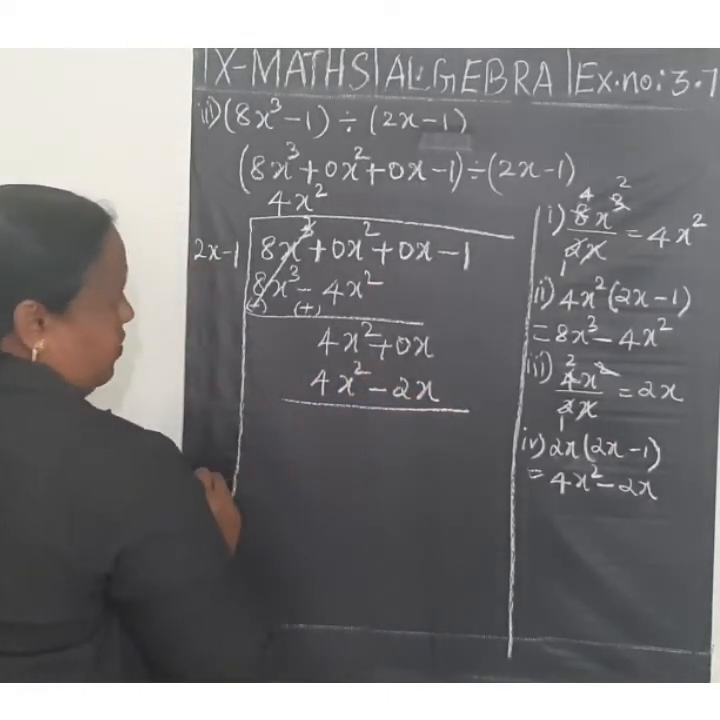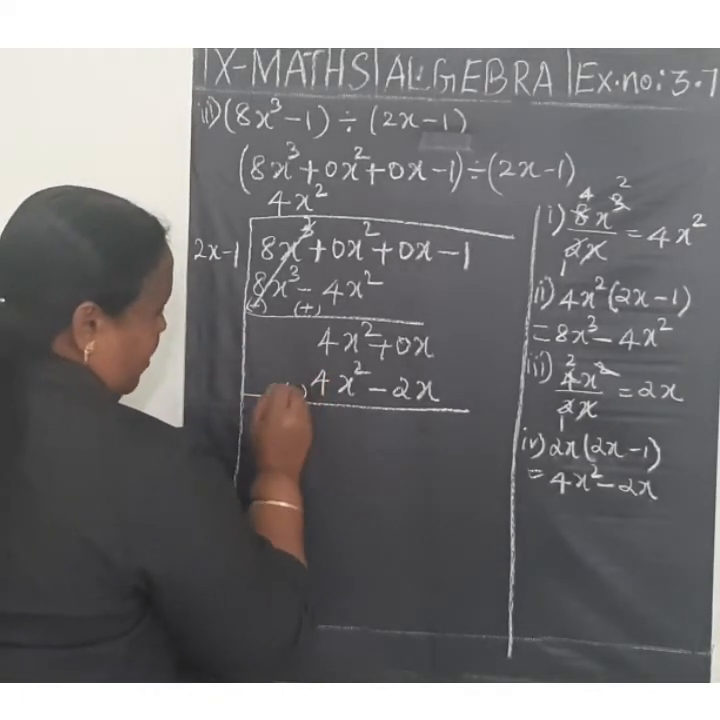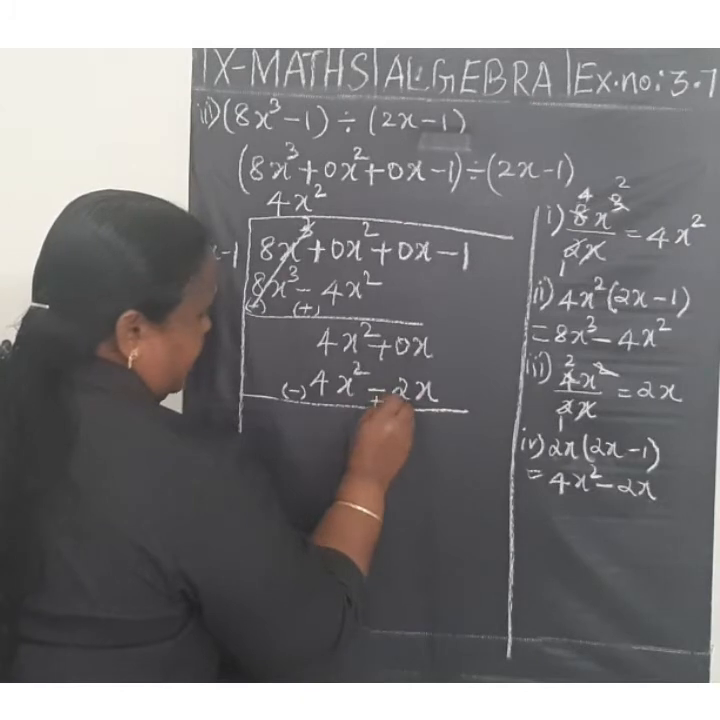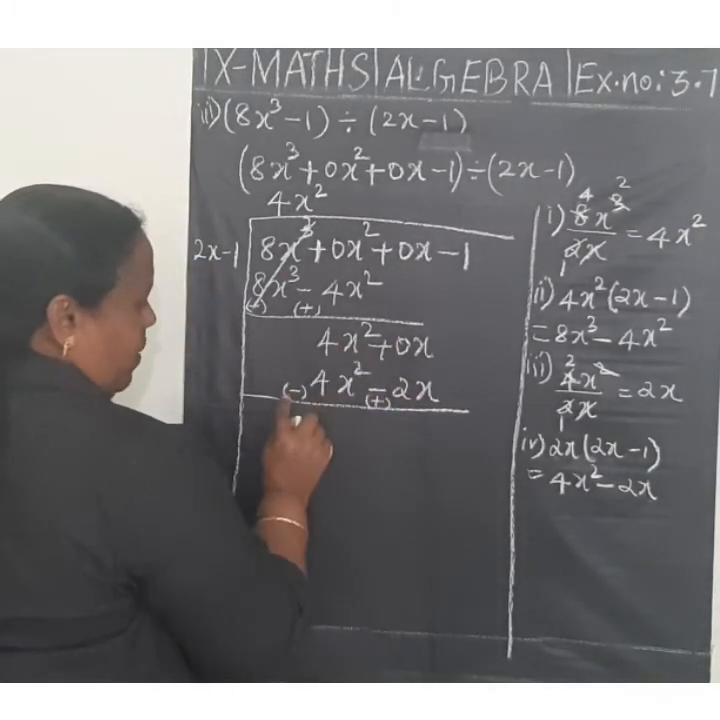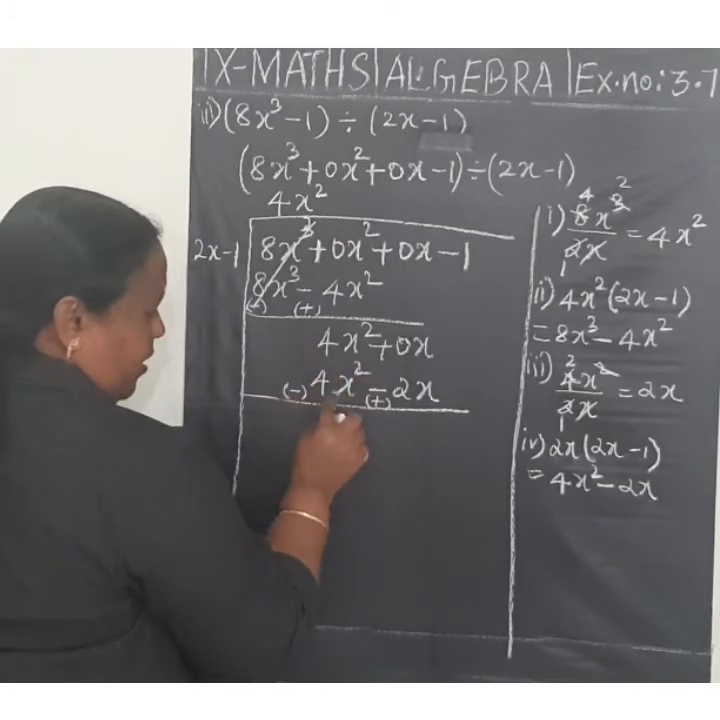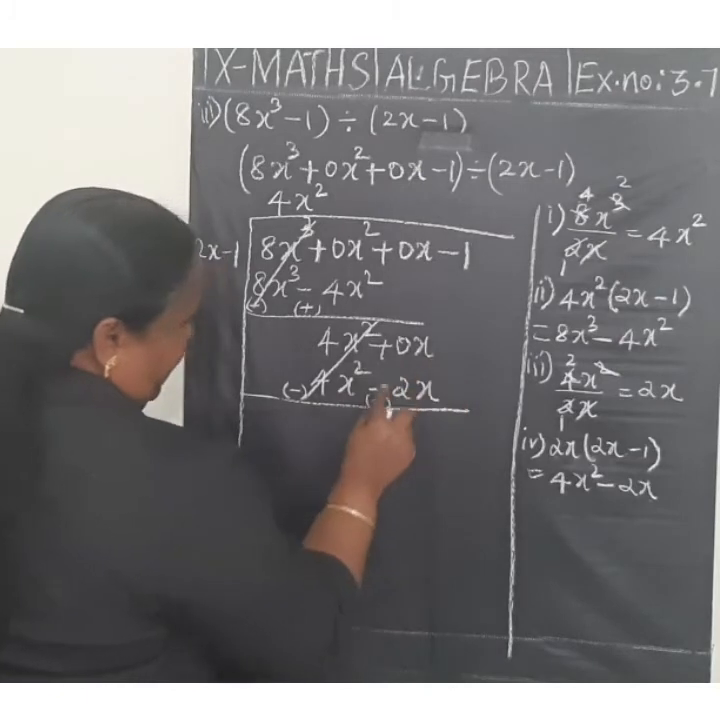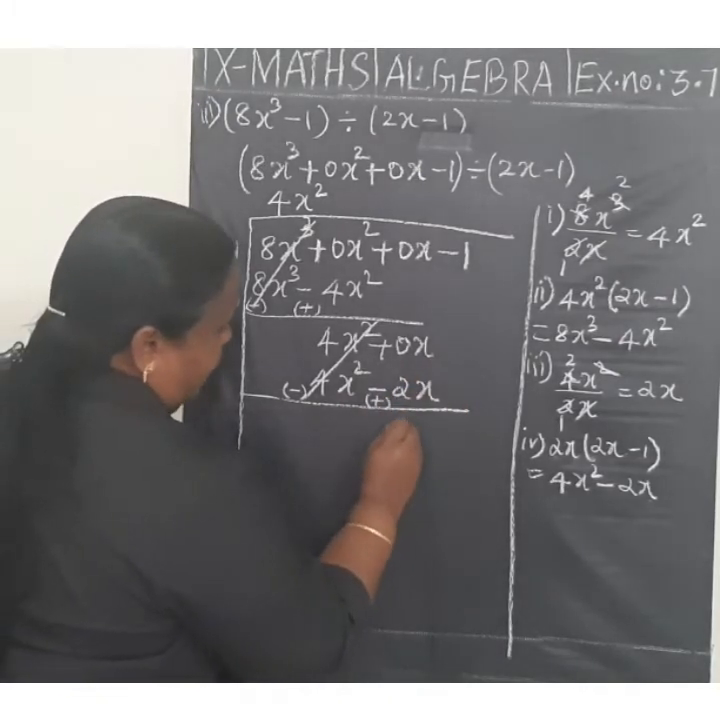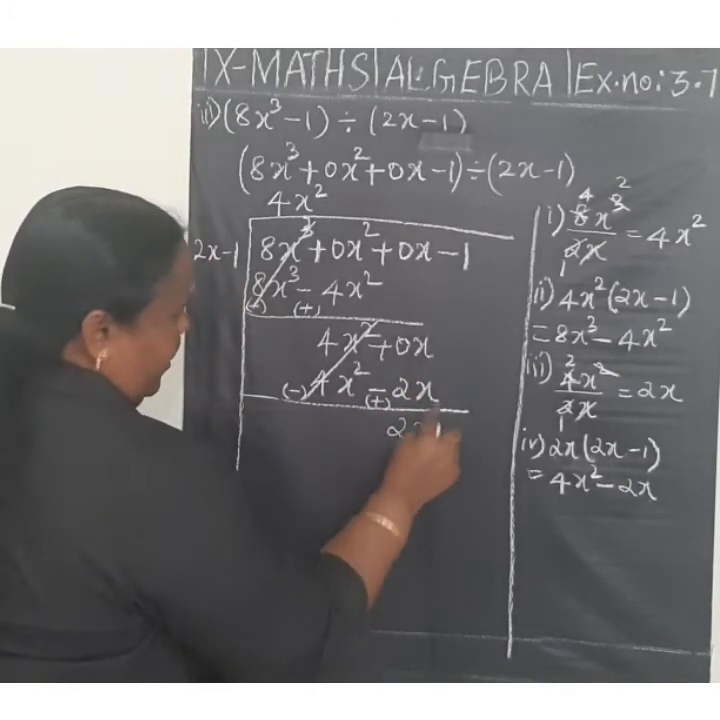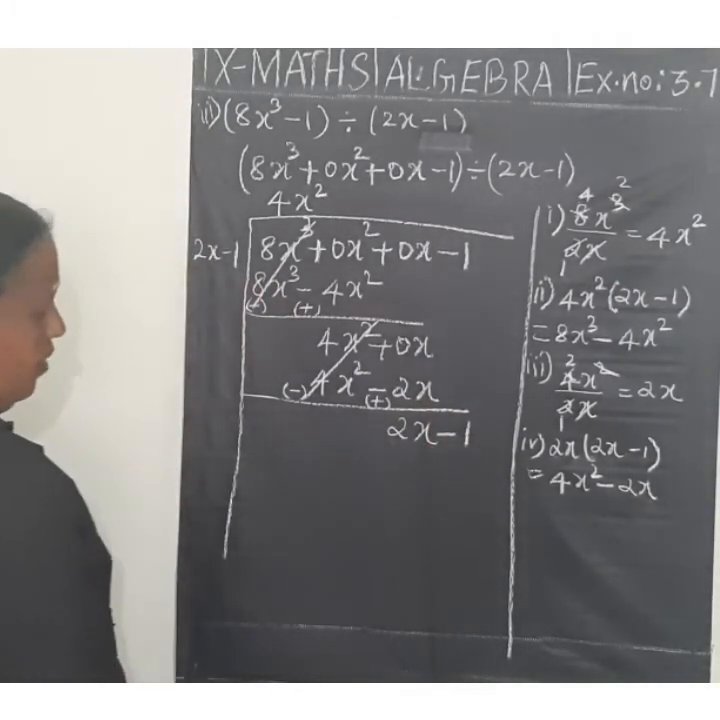So to subtract this one, what we have to do? We have to change the sign. Here plus sign is there, so here minus sign is there. So plus. So 4x square minus 4x square, plus 4x square, here minus 4x square. So this will get cancelled. Here 0x plus 2x. So 0 plus 2 is 2x. Then bring down the next term minus 1.